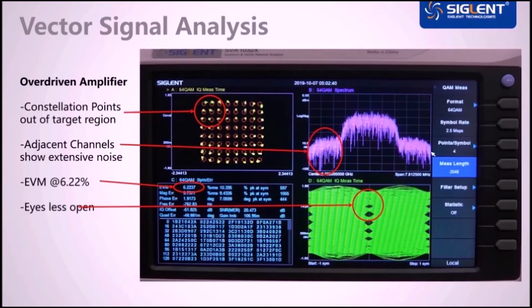Here we have basically the same signal. We just have increased the level of the signal in front of the amplifier a little bit. Therefore, the amp is overdriven. You can see how the points no longer hit the constellation diagram and the error vector magnitude is increased. Also, the neighboring channels are now disturbed.